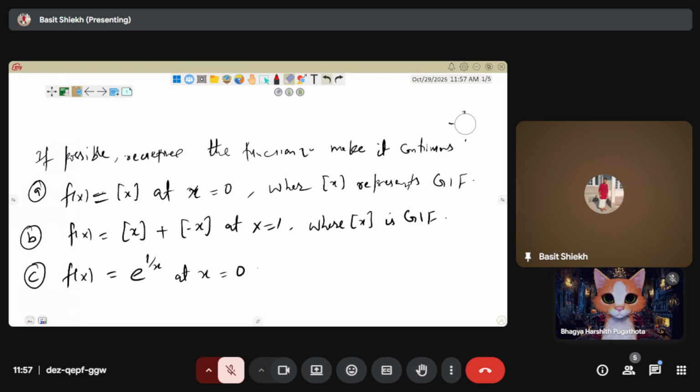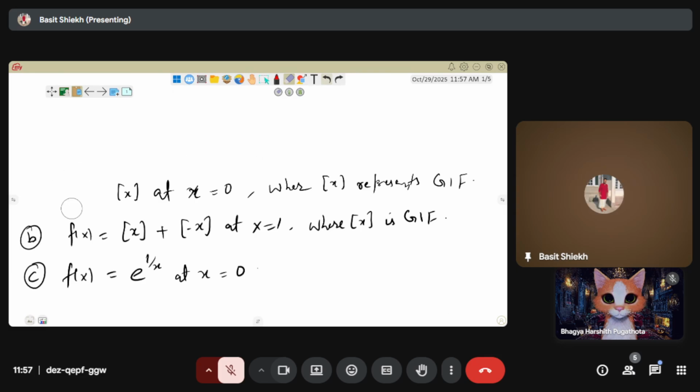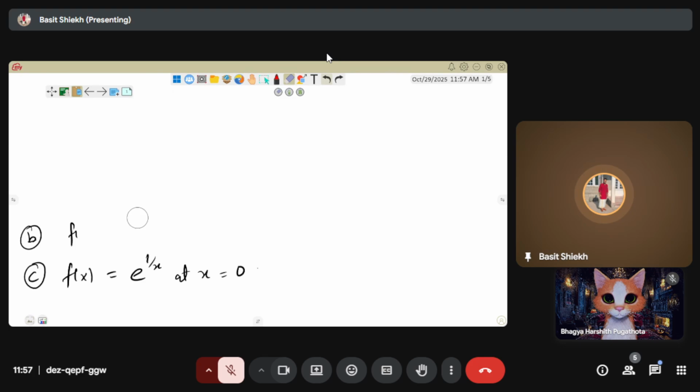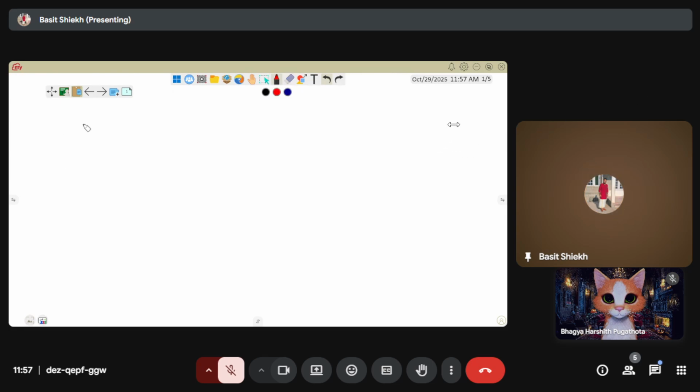Sir, solve yesterday's question. Yesterday's question? Which question? Third question, everywhere continuous. Tell me the question. 1 by x to the power 4 plus x square plus 1.